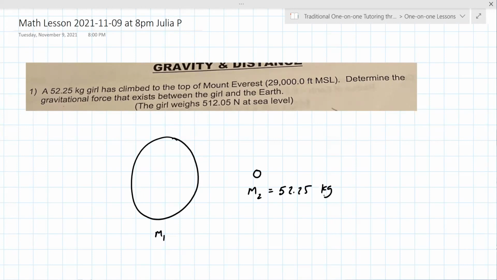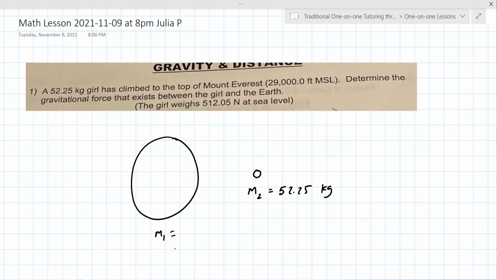I am not sure why your instructor is giving you the weight of the girl at sea level. Let me look into that. Yeah, not sure that. So we need the mass of the Earth.